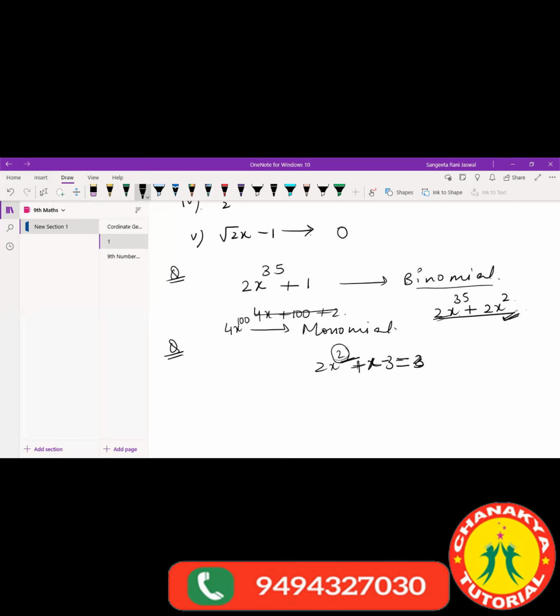Okay, it says degree. If it is degree, then it's okay. Degree means highest power. If it is just written with power 35, then we must avoid writing. Okay, if it is degree, then it's okay. Then it means highest power.